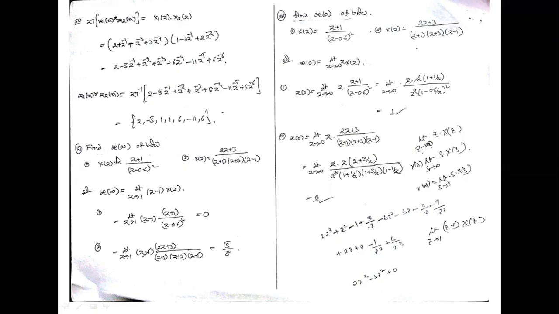Find the x of infinite of the below. What does x of infinite mean? X of infinite is nothing but the final value, the final value theorem. So what is the final value theorem?